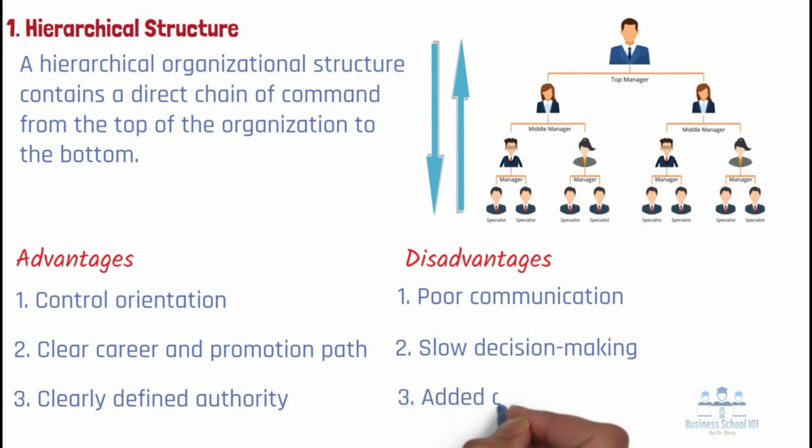3. Added costs. A hierarchical system requires a considerable amount of corporate overhead to support the senior management group, including extra layers of management and control departments. This can be an excessive burden on profits when the bureaucracy is especially bloated.